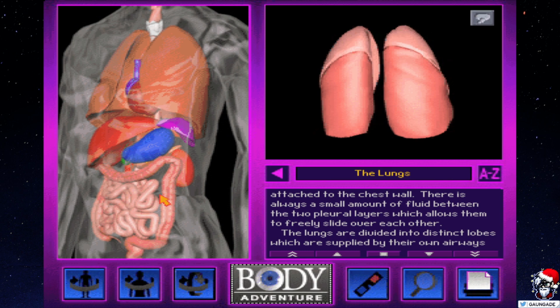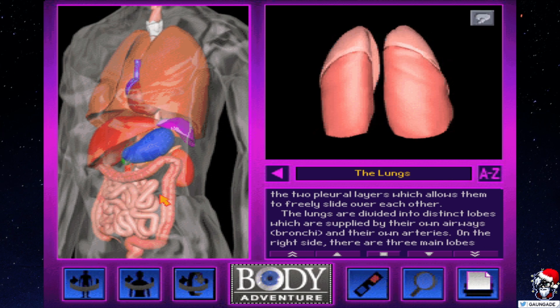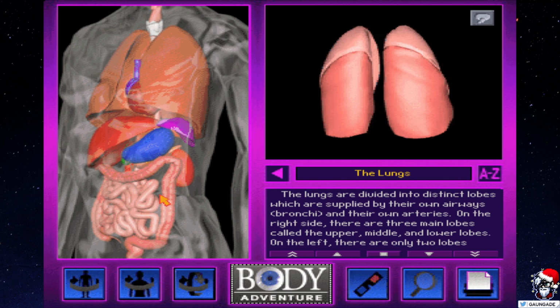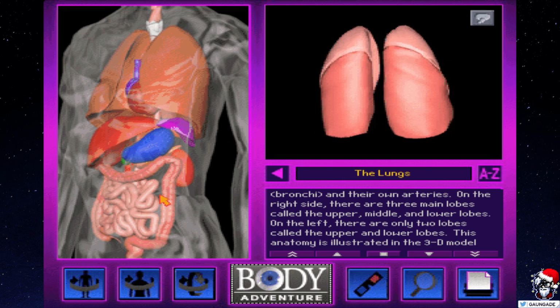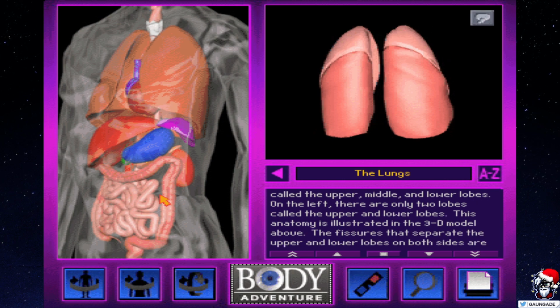The lungs are divided into distinct lobes, which are supplied by their own airways, bronchi, and their own arteries. On the right side, there are 3 main lobes called the upper, middle, and lower lobes. On the left, there are only 2 lobes called the upper and lower lobes. This anatomy is illustrated in the 3D model above.